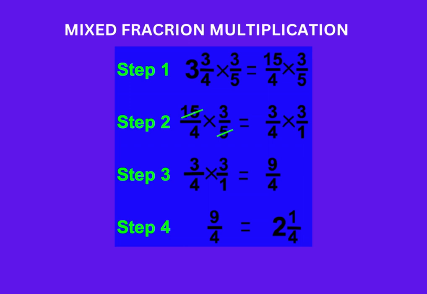In 9 by 4, you can see the numerator is bigger than the denominator. It means you have to give the answer in a mixed fraction. So you divide 9 by 4 and you get 2 1 by 4 as the answer. So that is the mixed fraction multiplication.